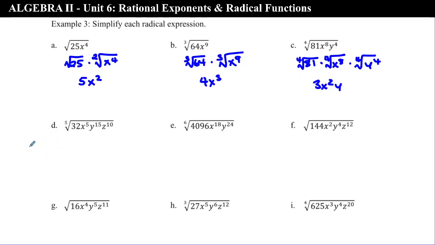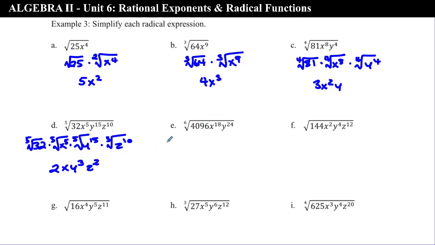Okay, for d, we have the 5th root of 32 times the 5th root of x to the 5th times the fifth root of y to the 15th times the fifth root of z to the 10th. So the fifth root of 32 is 2. X to the fifth, when you take the fifth root of x to the fifth, 5 divided by 5 is 1. 15 divided by 5 is 3. And 10 divided by 5 is 2. So you get 2x, y to the third, z to the second.